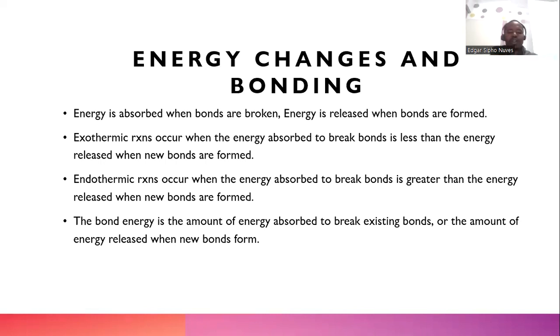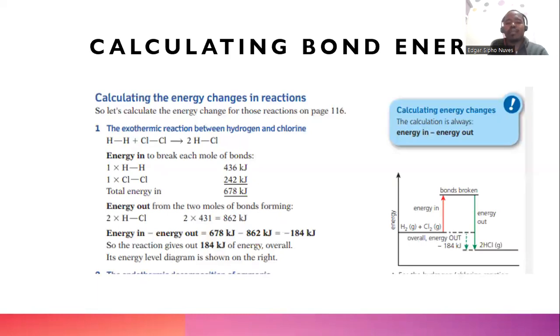And we have a term in science called the bond energy, which we can define as the amount of energy absorbed to break existing bonds or the amount of energy released when new bonds form. So we can calculate bond energy. When you're dealing with H2 and Cl2 to form hydrochloric acid, HCl, hydrogen is H2, chlorine is Cl2, and HCl is hydrochloric acid. When we form that, we balance the equation, so that's where the two comes from.